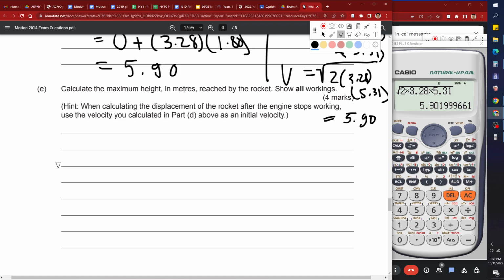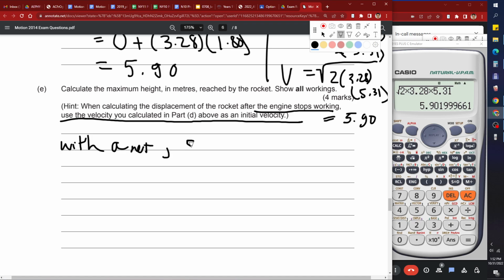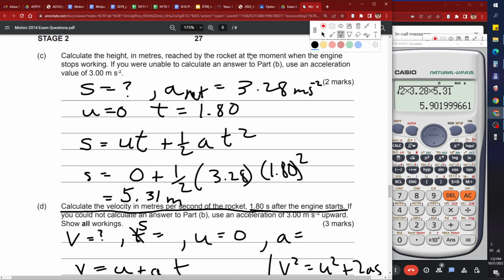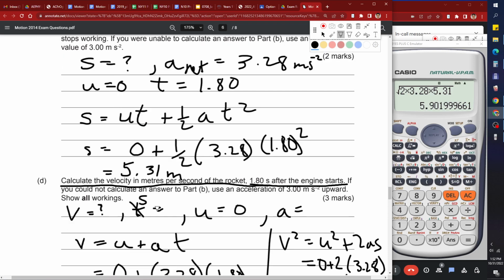Okay, calculate the maximum height reached by the rocket. Hint: when calculating displacement after the rocket stops working, use the velocity calculated in part D as the initial velocity. So for us, when the engine was working with the net acceleration, we already had S equals... Calculate the height reached by the rocket the moment the engine stops working. It's moving upwards at that acceleration for that long, and you get that height.